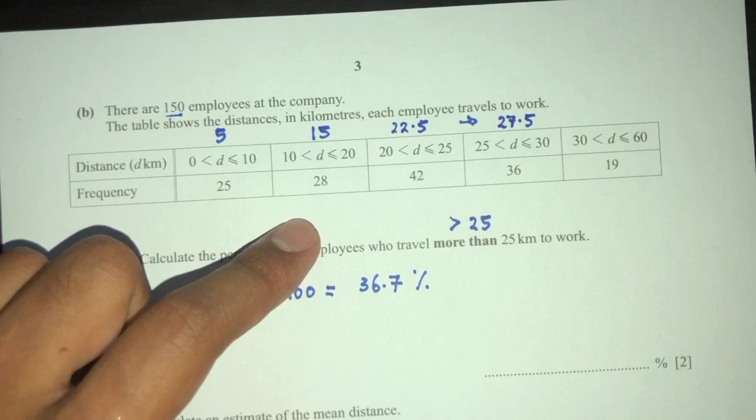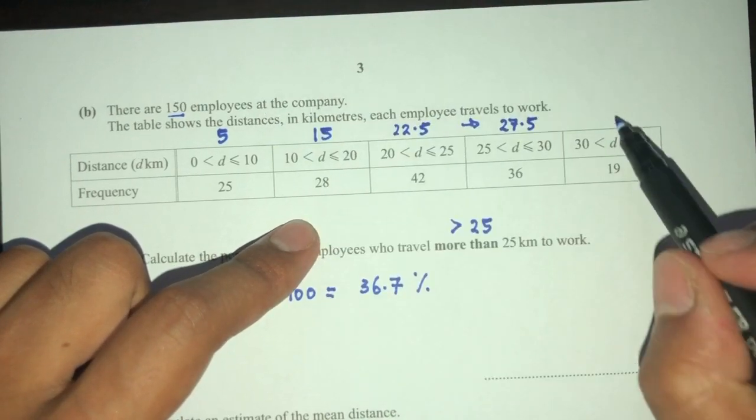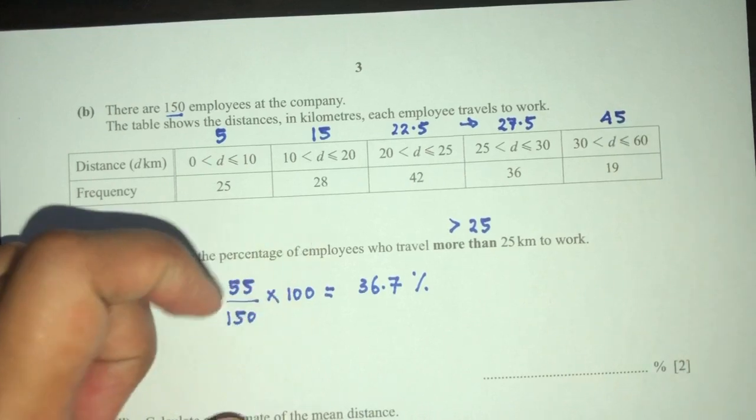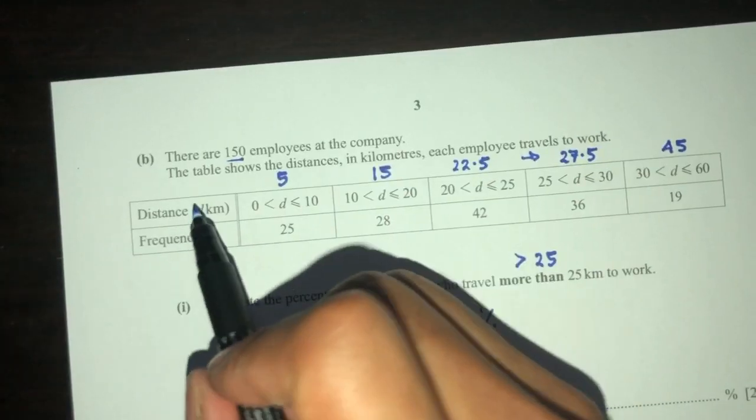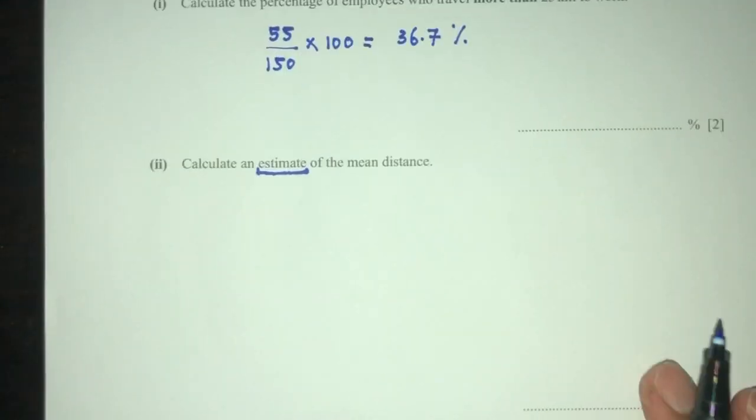Let's try. So that will be 45. Let's check. 30 plus 60 divided by 2, that should be 45. So 45 will be the midpoint. Okay, so let's call these x, and let's call this f. F as frequency. So how do you find the mean?